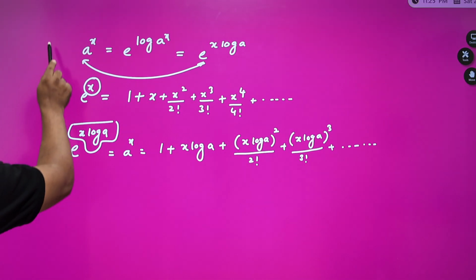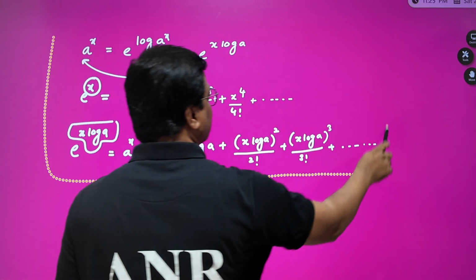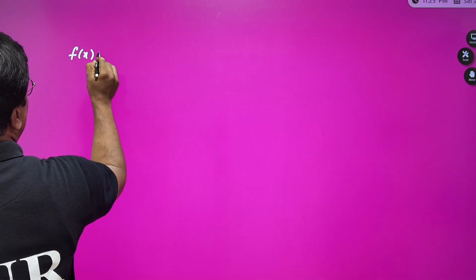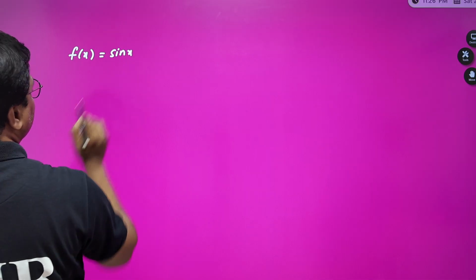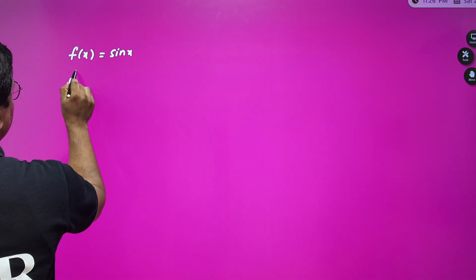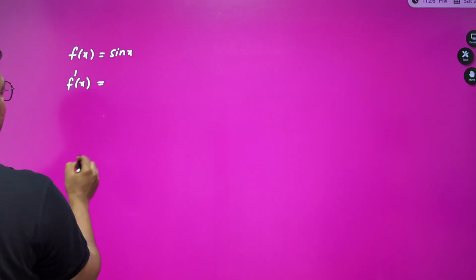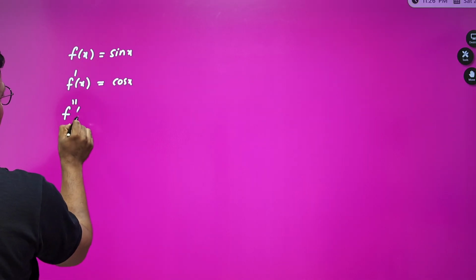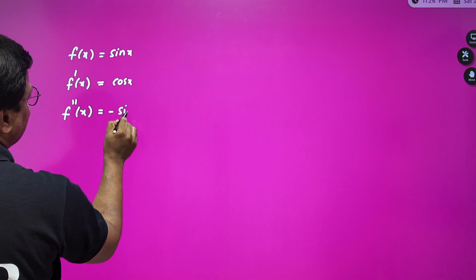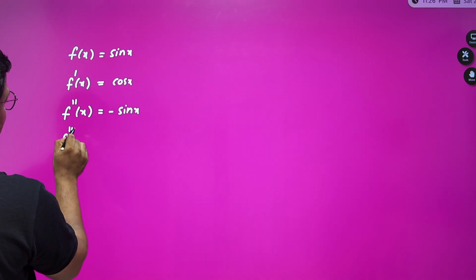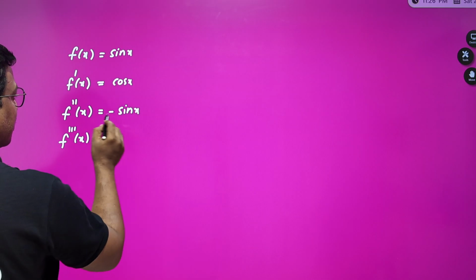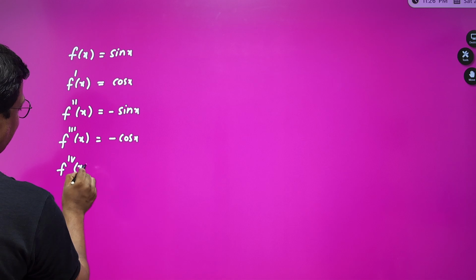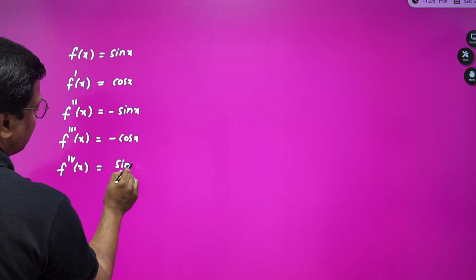Let us discuss the next expansion, of sin x. Suppose f of x equal to sin x. I am going to write the derivatives. First derivative: the derivative of sin x is cos x. Next derivative: the derivative of cos x is minus sin x. Next, the third derivative is minus cos x. Next, the fourth derivative, I am going to write, is plus sin x.